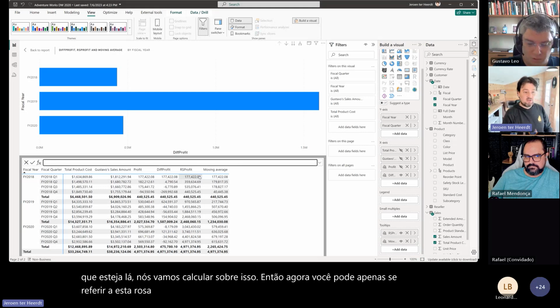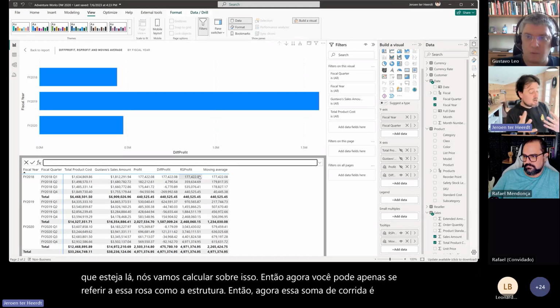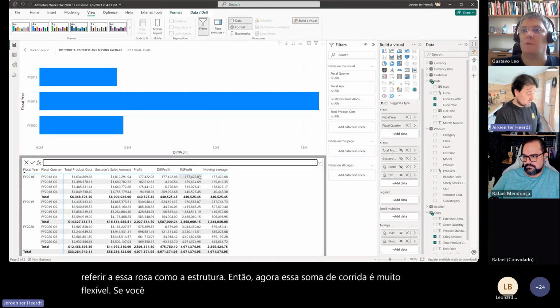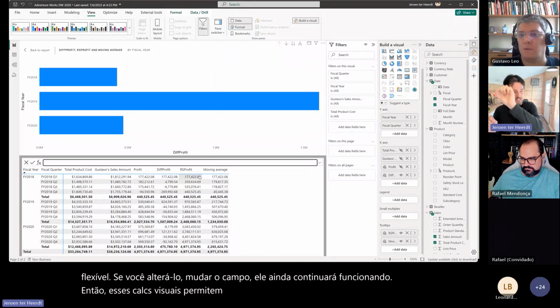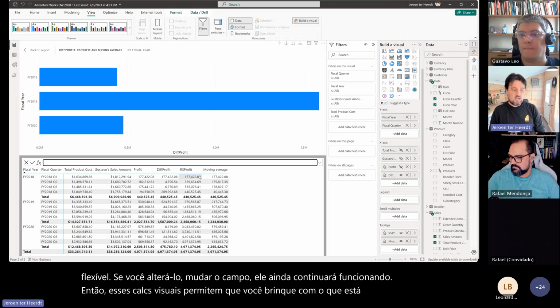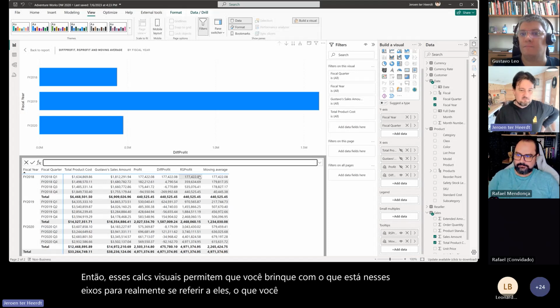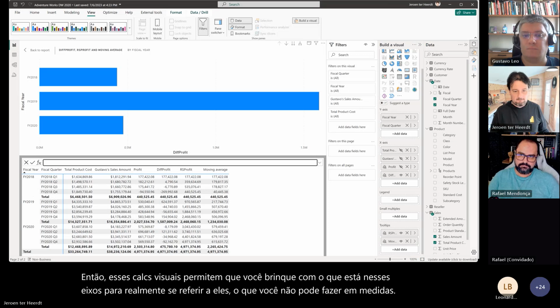So now this running sum is very flexible. If you change it around, change the fields, it will still continue working. So these visual calcs allow you to play with what is on these axes to actually refer to those, which you cannot do in measures. Okay. So let's see what else is there.